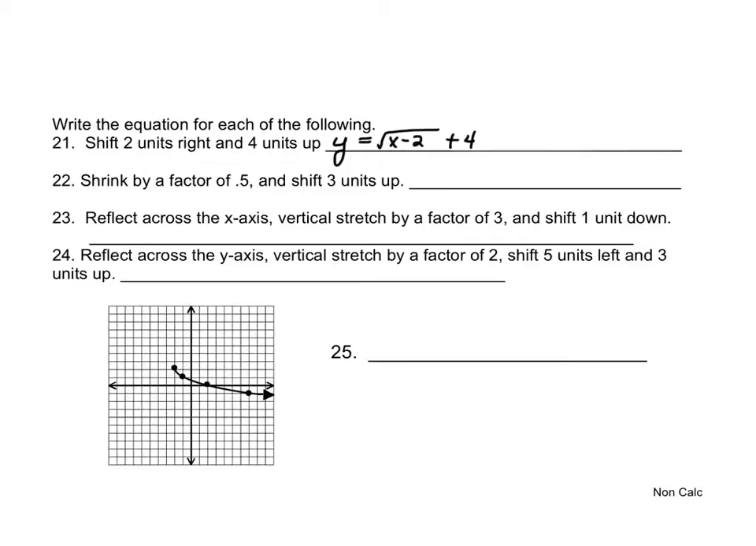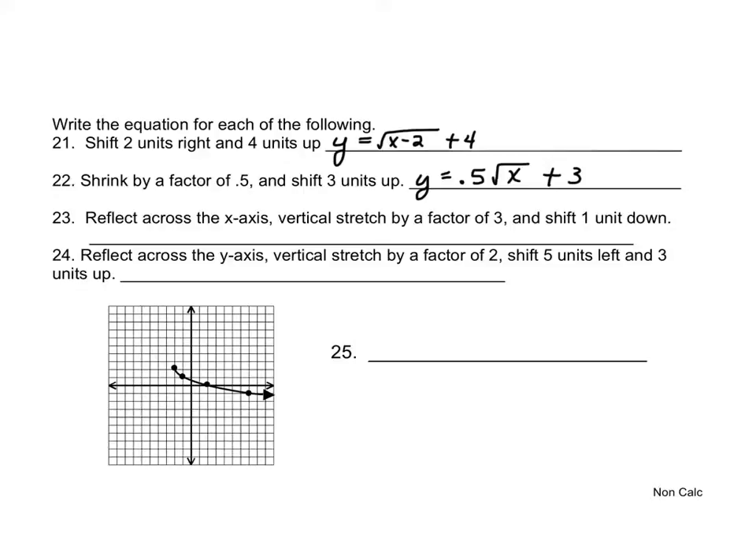On number 22, we're going to shrink by a factor of 0.5 and 3 units up. Vertical stretches and compressions are in the number in front, so there's going to be a 0.5 there. Square root of x, there's no left or right, so we just leave it the square root of x. And then 3 units up is a plus 3 outside.